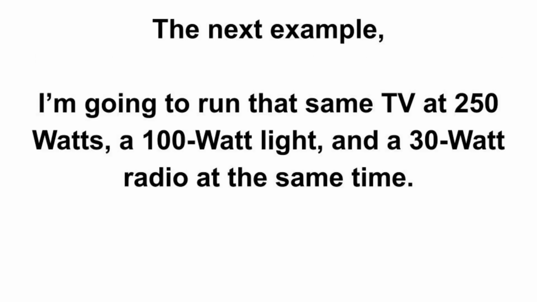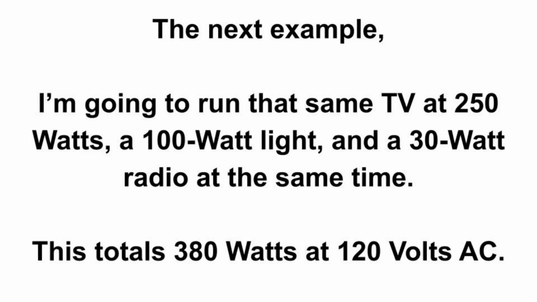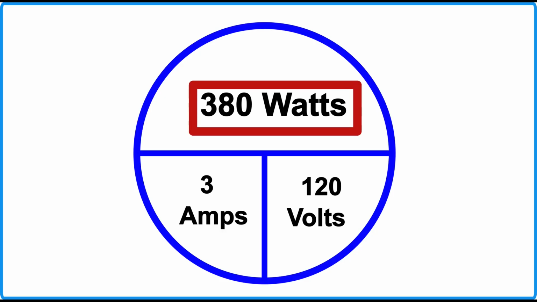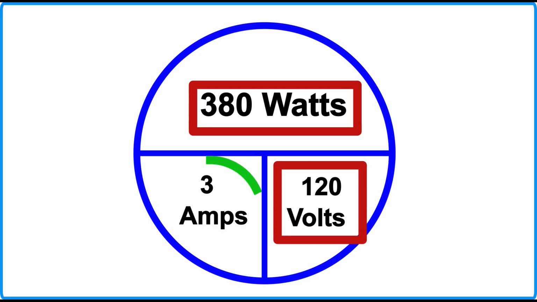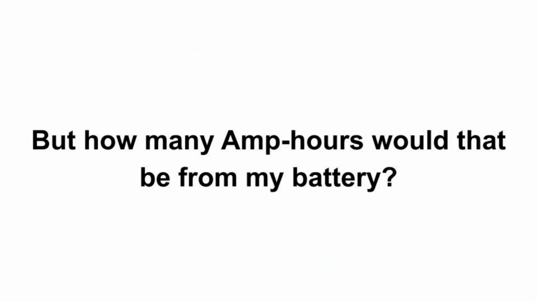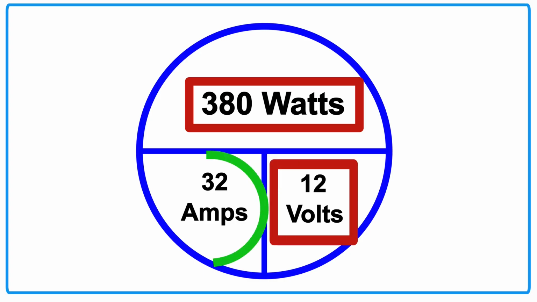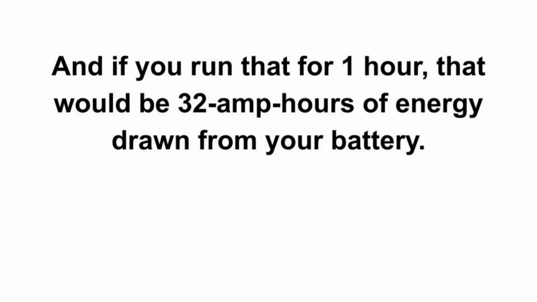The next example, I'm going to run that same TV at 250 watts, a 100-watt light, and a 30-watt radio at the same time. This totals 380 watts at 120 volts AC. To calculate how many amps, just divide 380 watts by 120 volts, which equals 3 amps at 120 volts AC. But how many amp hours would that be from my battery? Divide 380 watts by 12 volts, or whatever your battery bank voltage is, and you get 32 amps. And if you run that for 1 hour, that would be 32 amp hours of energy drawn from your battery.